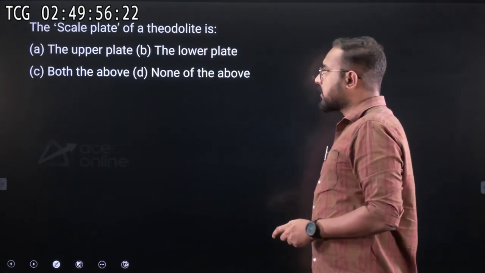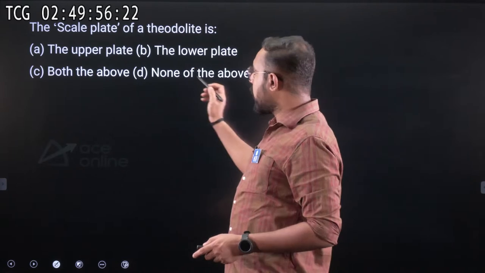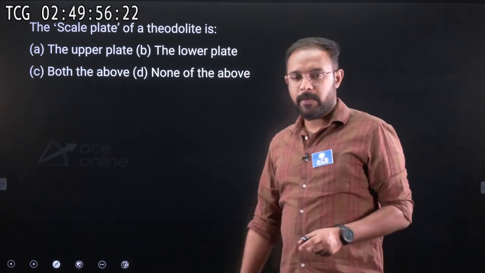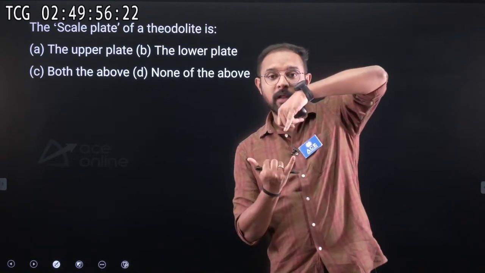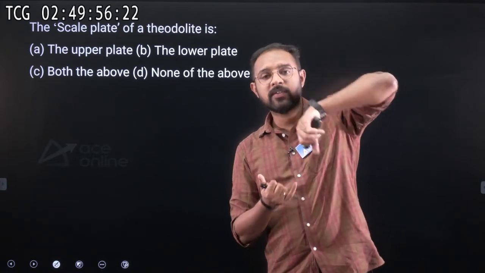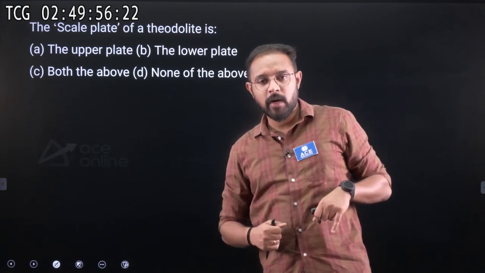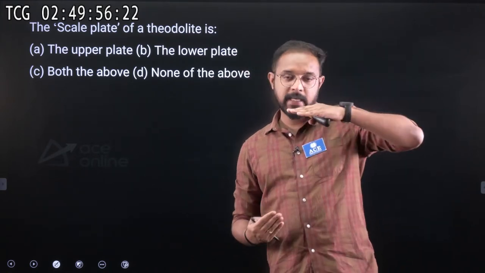Okay. Scale plate of a theodolite. Upper, lower, none of the above, both of the above. What is scale plate? Scale plate is nothing but main scale. Where is the main scale? Upper or lower? Lower. Upper is always vernier. Think about your vernier calipers.